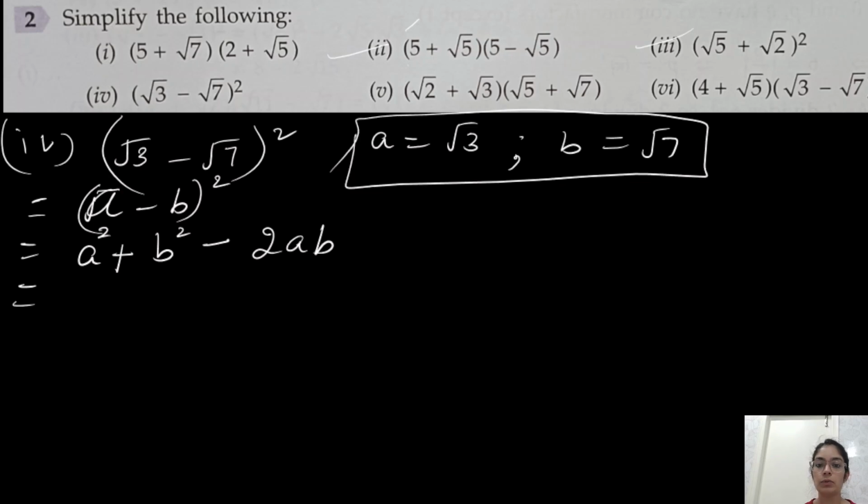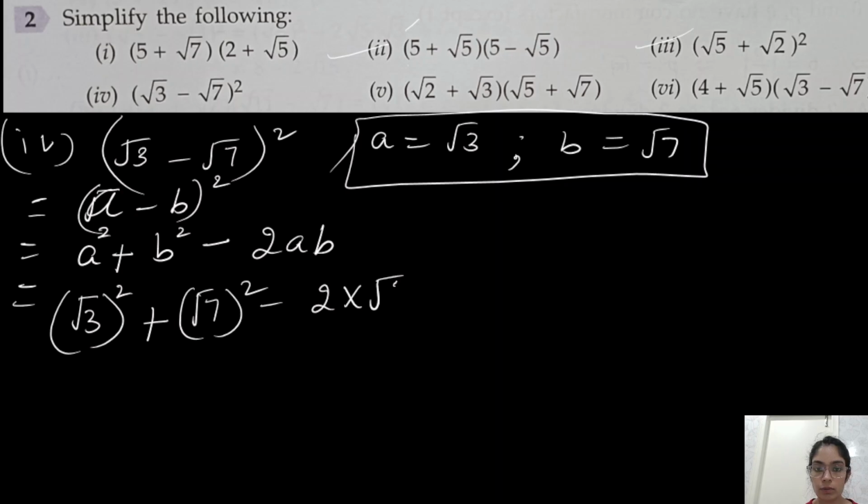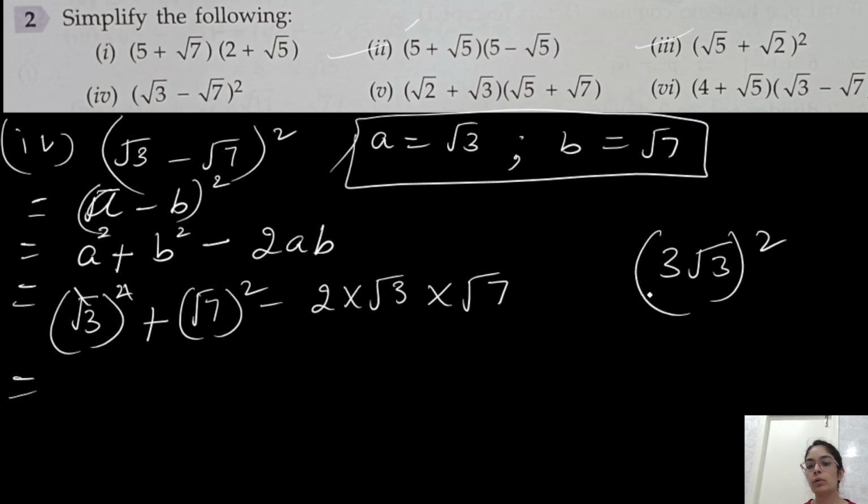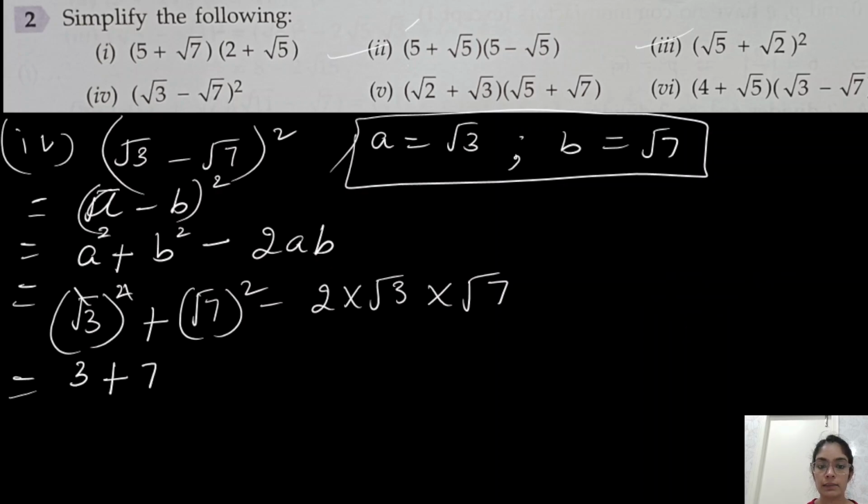So we have a's value. See, when we write the values, then we can directly substitute, and there are fewer chances of doing it wrong. So it becomes root 3 square plus root 7 square minus 2 into root 3 into root 7. So root 3 square and the root will get cancelled. Don't do this if you have some number like this; only if the square root of that number is there, then you can directly cancel it. So this will become 3 plus 7 minus.